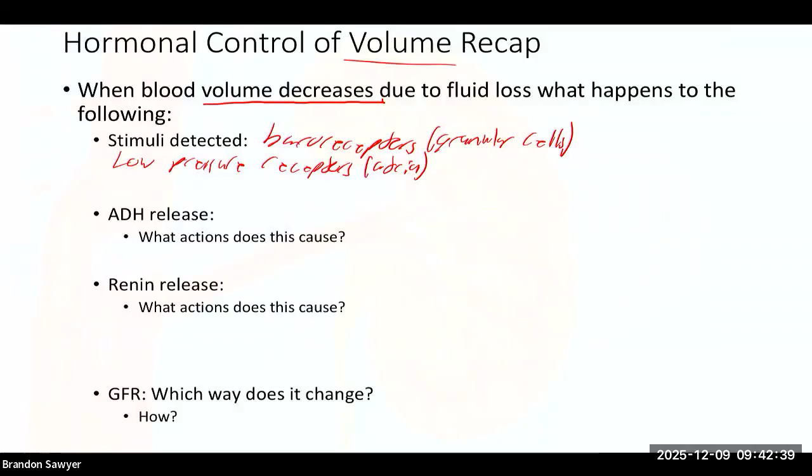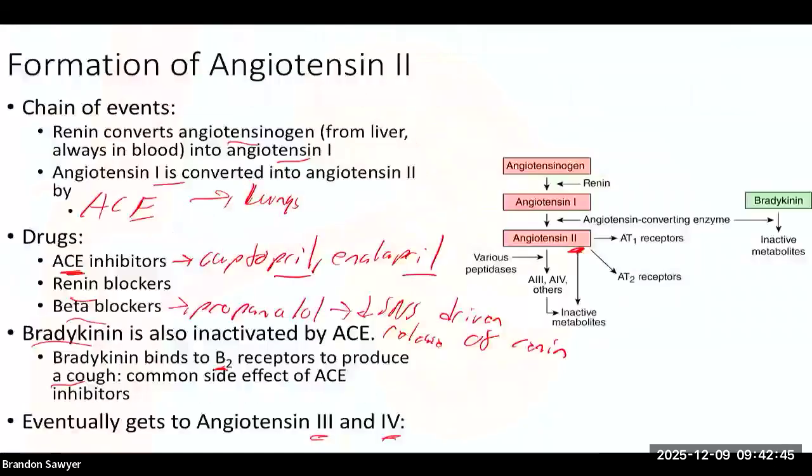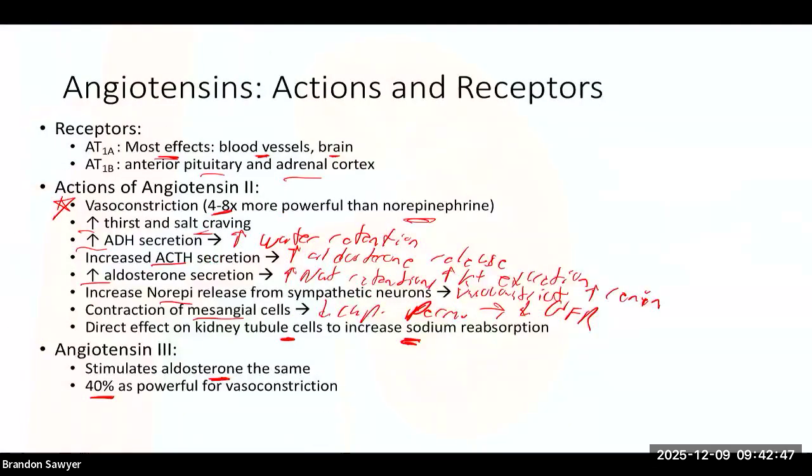It's really just all about causing the formation of angiotensin 2, and then aldosterone release are the big ones. But I wanted to check, with the actions of angiotensin 2, there's so many. Does it directly cause sodium reabsorption? I think it does. Where is that one here? Increased thirst and salt. Yeah, that last bullet point there: direct effect on kidney tubule cells to increase sodium reabsorption.